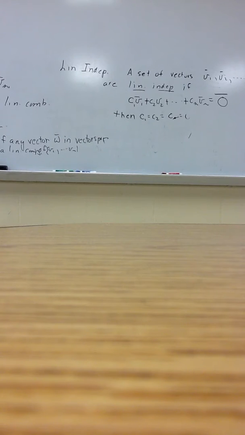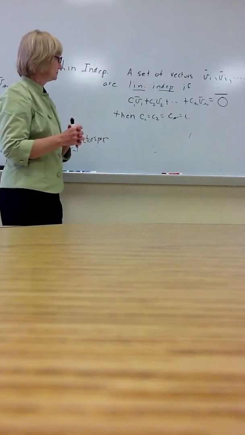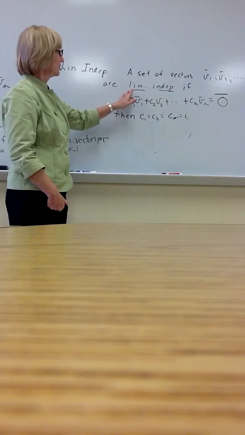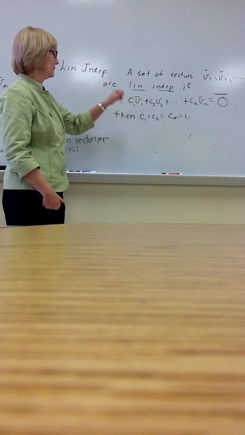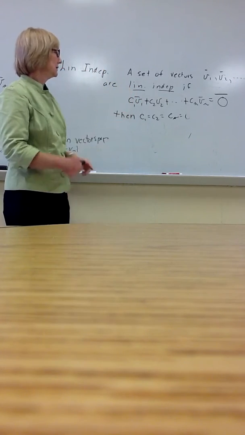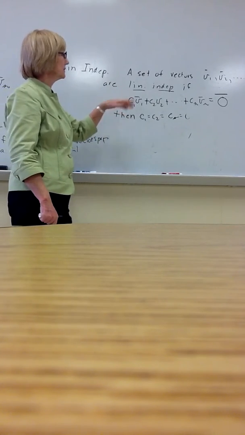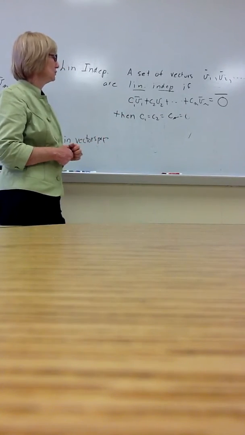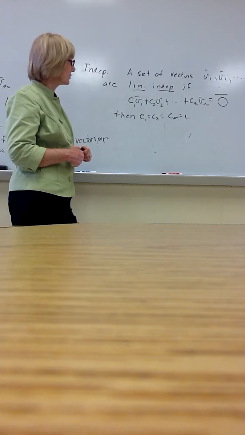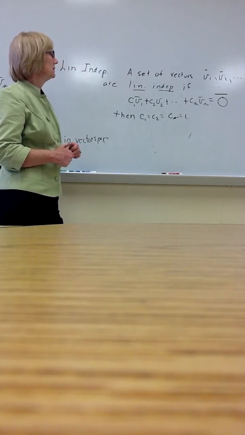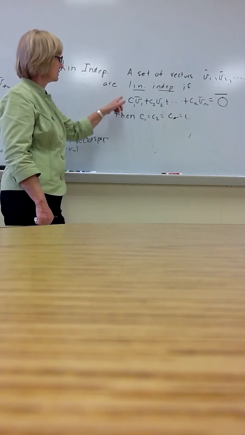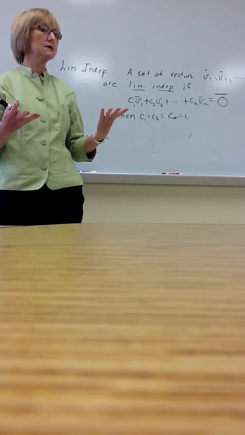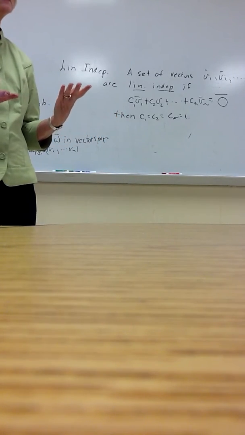So in that sense, they're linearly dependent if one of the vectors can be written as a linear combination of the others. They're linearly independent if no vector can be written as a linear combination of the others. And that's important. It says that they're linearly independent. That means there's no redundancy, okay?